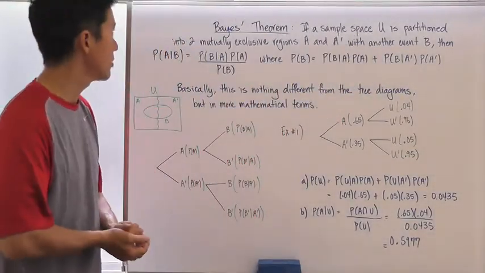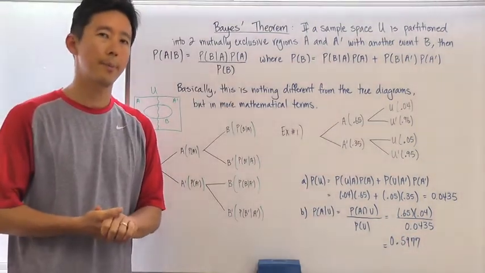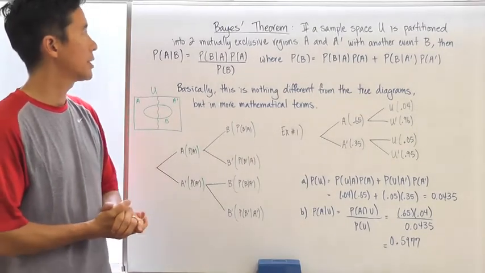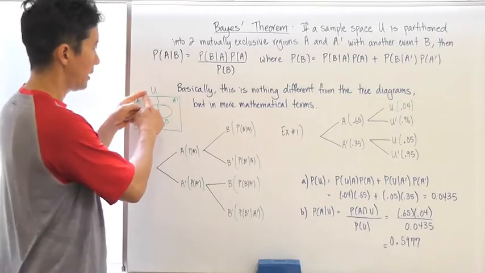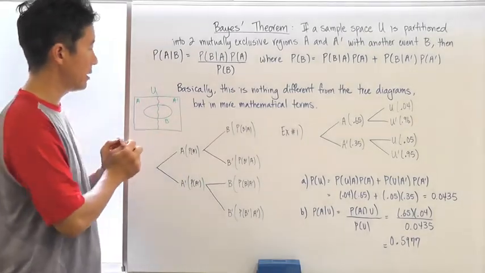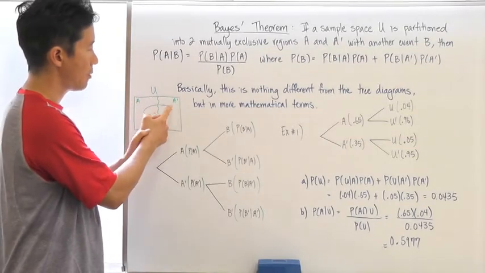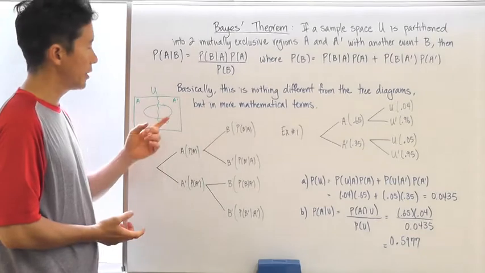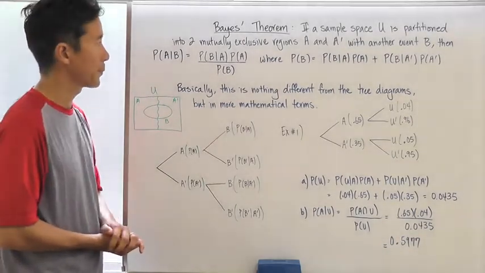Okay, hello everyone. Let's go ahead and take a look at Bayes' theorem, which is a higher level probability topic. It says that if a sample space U is partitioned into two mutually exclusive events, and let's use this diagram to show that. Notice that we have U, which is our sample space, A and A prime, which are mutually exclusive events. And then we have another event B, which is going to be intersecting both A and A prime.